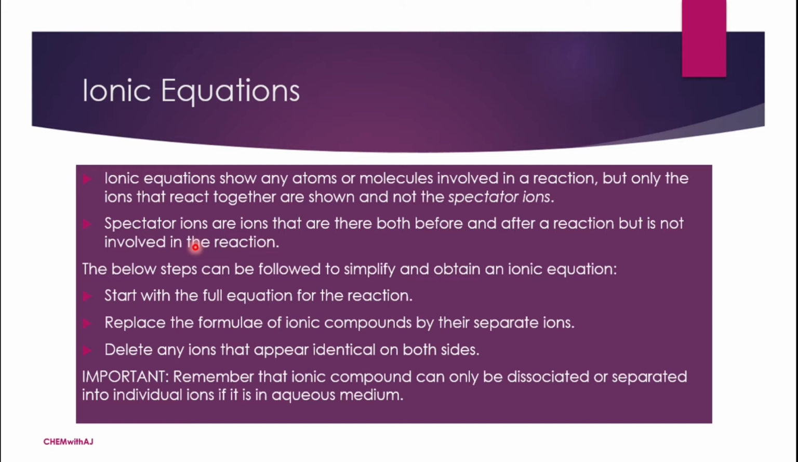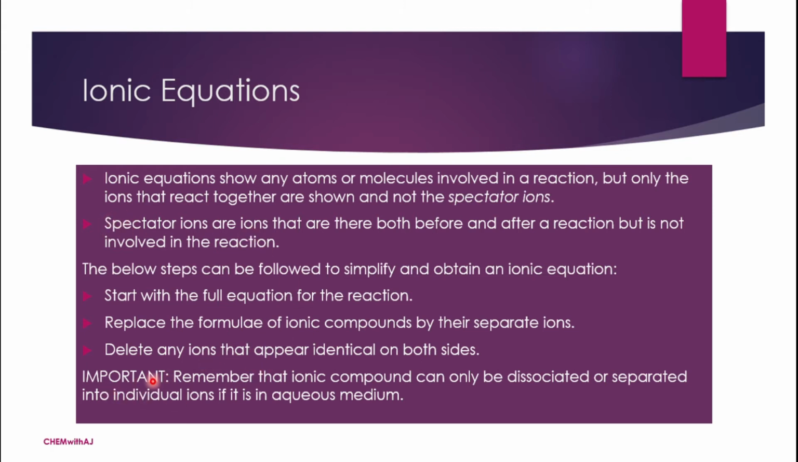So what do we first do? We start with the full normal equation. Then after that we replace the formulae of all the ionic compounds by their separate ions. So if it's sodium chloride, we write it as Na+ and Cl-. Then we have to delete any ions that appear identical on both sides. These identical ions are what we call the spectator ions. So nothing happens to them.